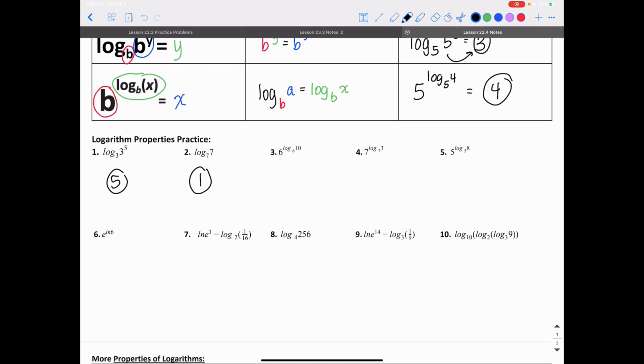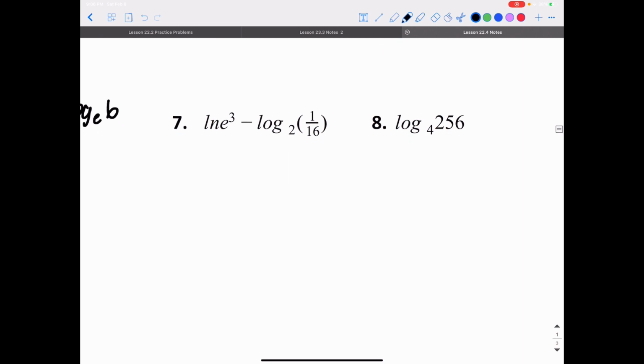For 6 to the log base 6 of 10, that's going to give me 10. For 7 to the log base 7 of 3, it's 3. For 5 to the log base 5 of 8, it's 8. For e to the ln of 6, this is the same as e to the log base e of 6. That's 6.